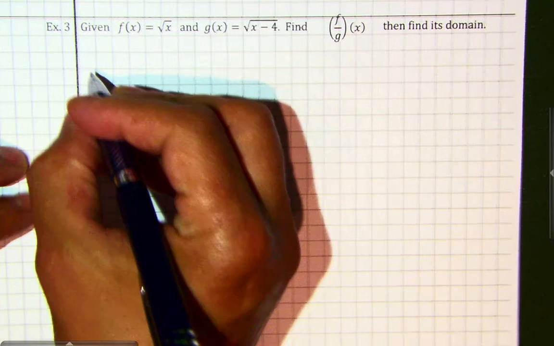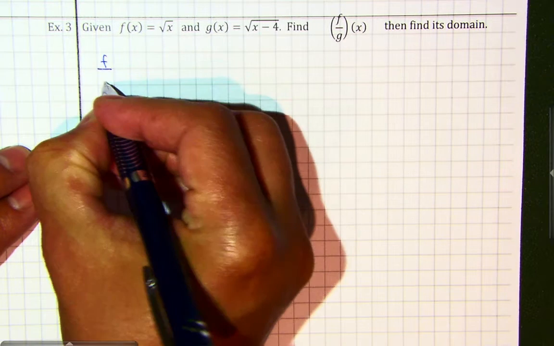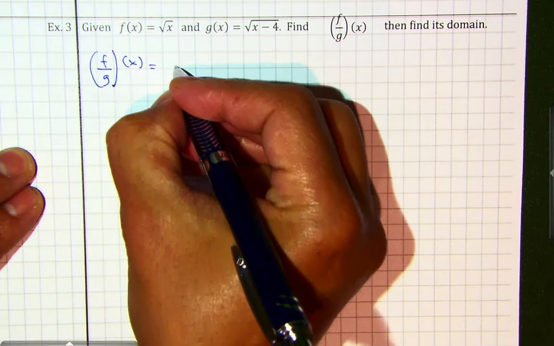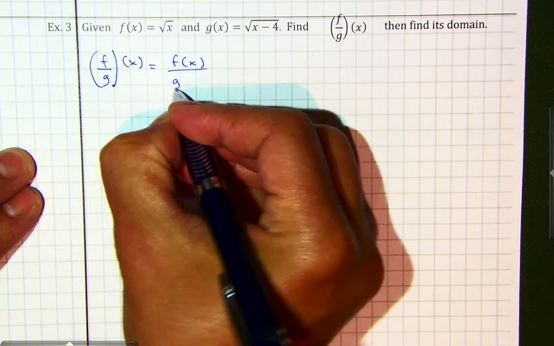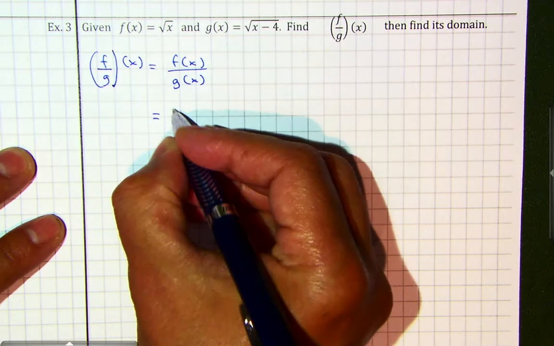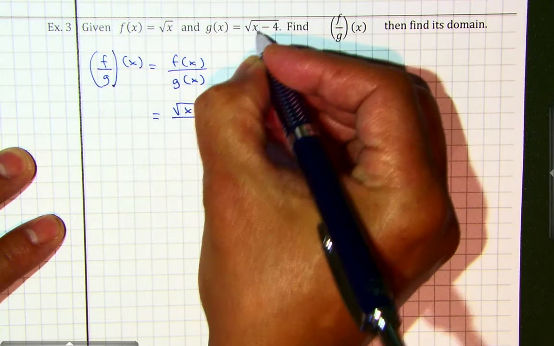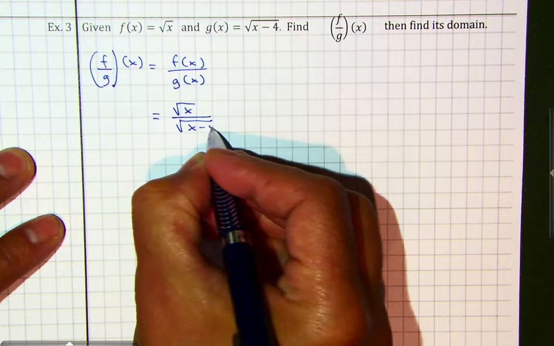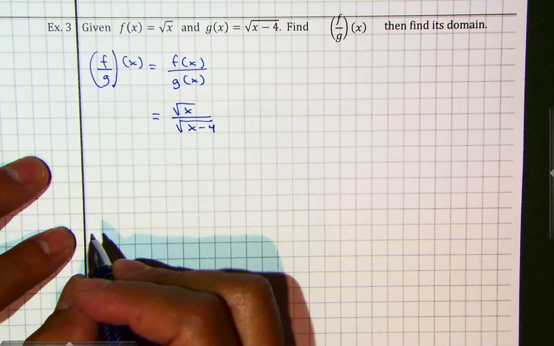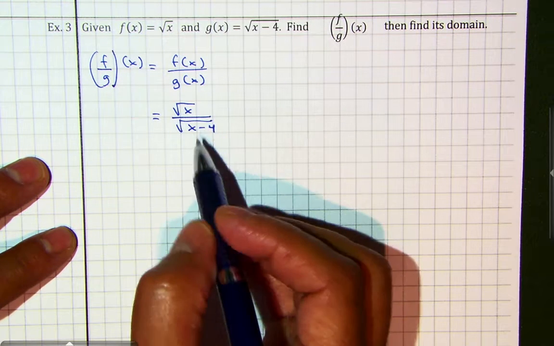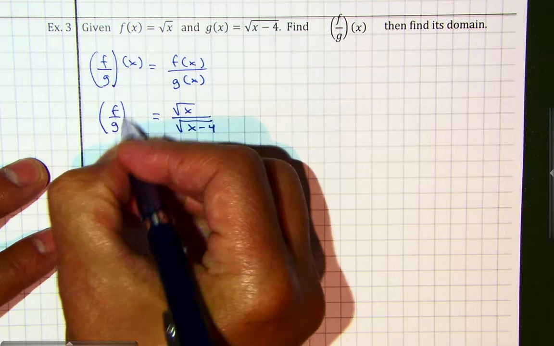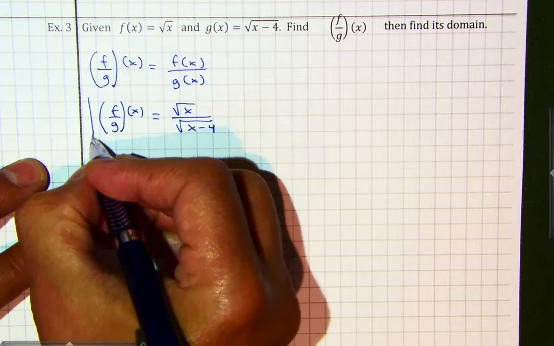So the actual work is just pretty straightforward. F divided by g of x will be f of x over g of x, correct? And now we can just do a quick substitution. F of x is the square root of x. G of x is the square root of x minus 4. Now we can actually take the time to simplify it, but one of the things that we're learning in calculus is that you are going to leave it as this. I'll explain in a second why sometimes we don't want to actually simplify it. This will be the final answer.